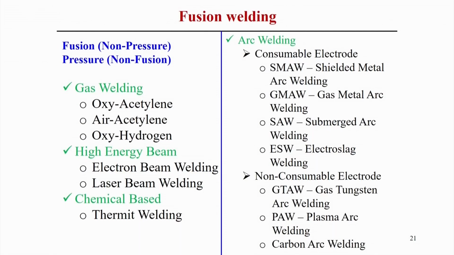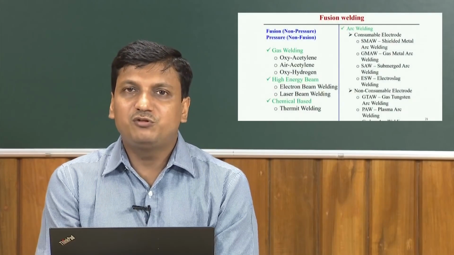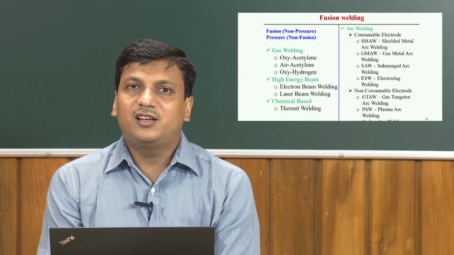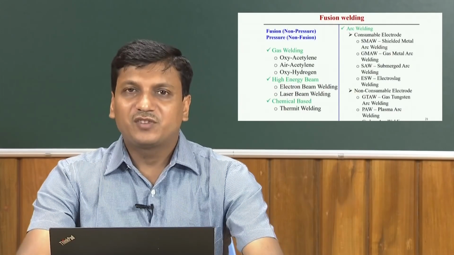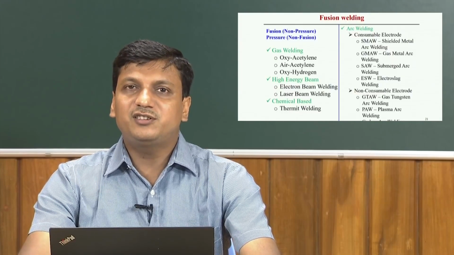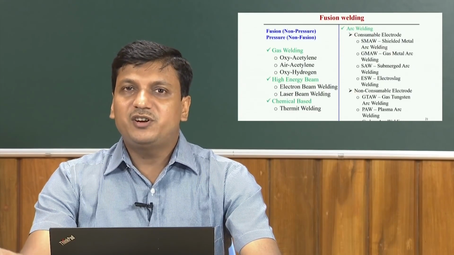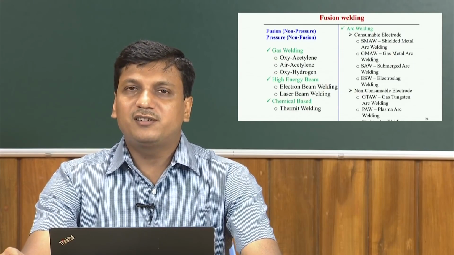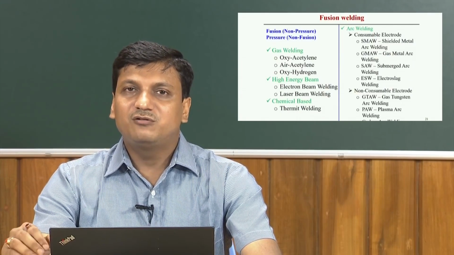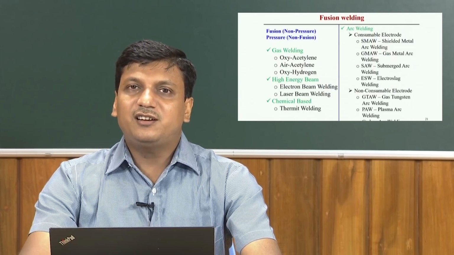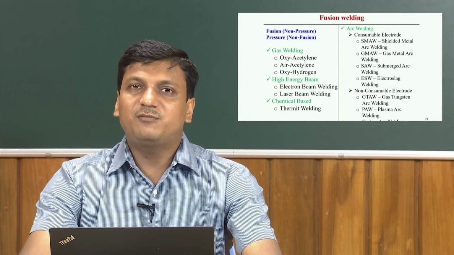And if we look into non-consumable electrode processes, there is gas tungsten arc welding, plasma arc welding, and carbon arc welding. These are the typical non-consumable electrode processes. Non-consumable means that the main electrode, which creates the arc between the workpiece and the electrode, is not consumed. But it is possible to use some extra material that can be melted during the creation of the arc, and that extra material becomes the final part of the weld joint.